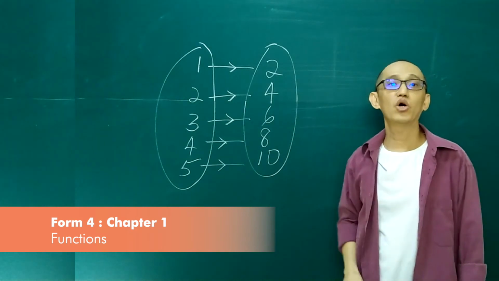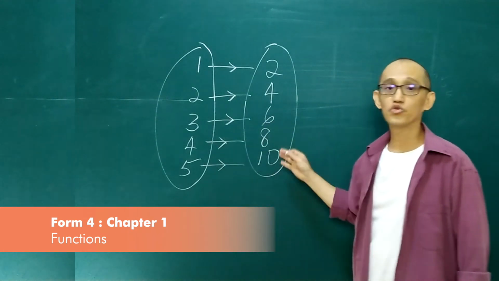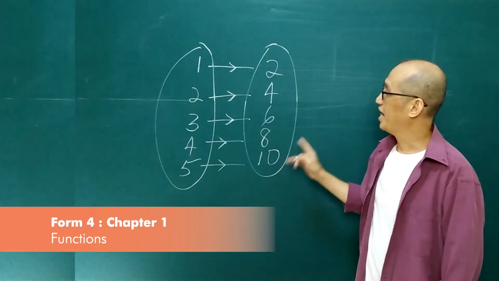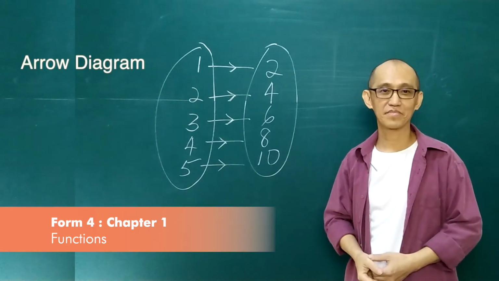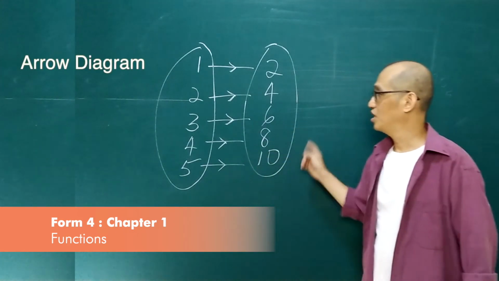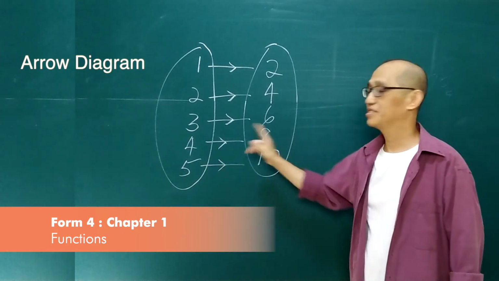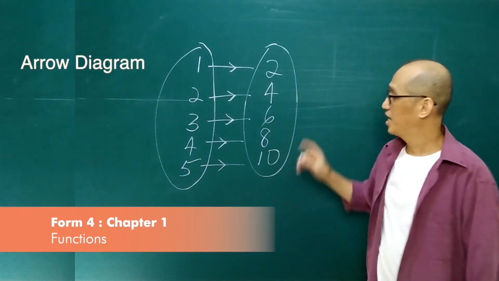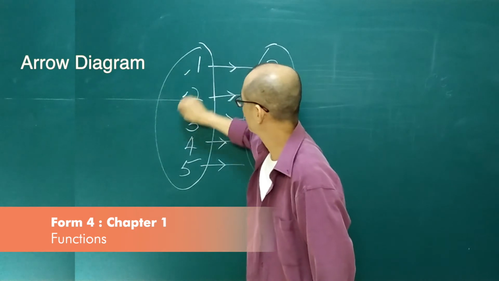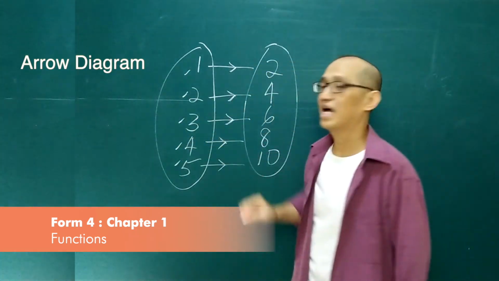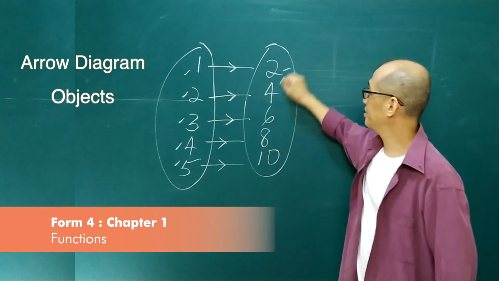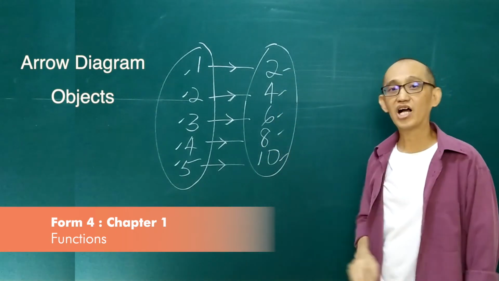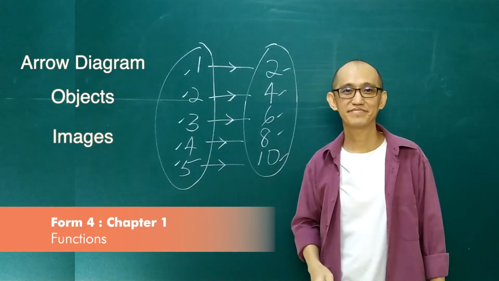So here we show the relationship between these two quantities. And this is called an arrow diagram. An arrow diagram will show the relationship between these two quantities. The ones here, 1, 2, 3, 4, 5, are called objects. And the ones here are called images.